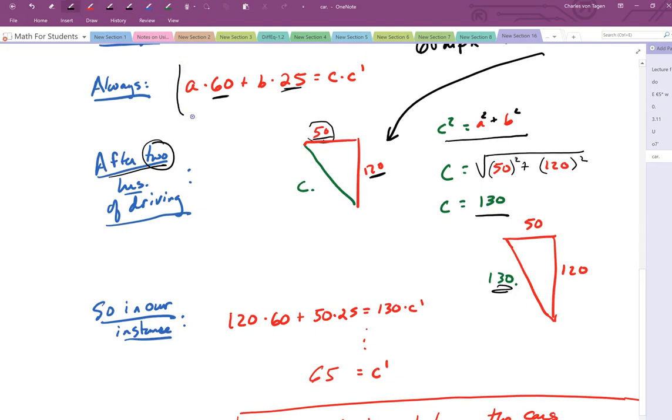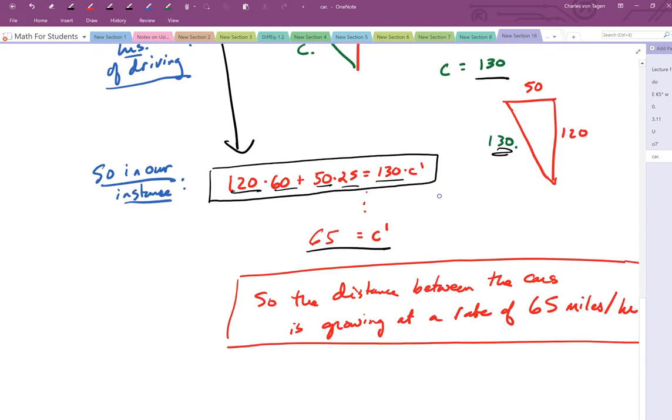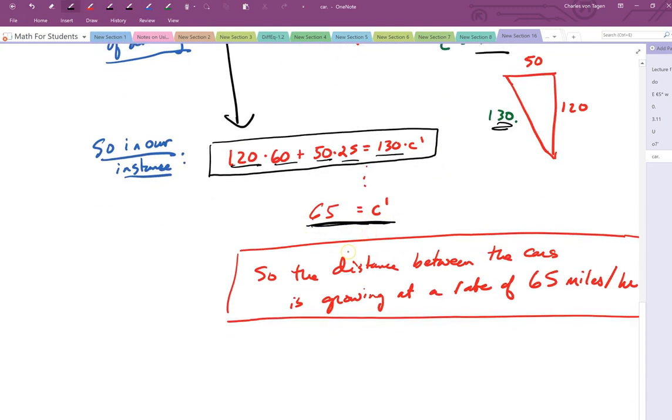So I took this equation right here that's always true, and we went ahead and plugged in the specifics of our point in time, where the distance we've traveled to the south is 120, and the distance the car traveling to the west is now 50 miles from the starting position. And so we've now got everything we need, and we solve for C prime. I'll let you do that work, and you'll see that C prime is 65. That means that the distance between the two cars is growing at a rate of 65 miles per hour, and this is technically after 2 hours have passed.